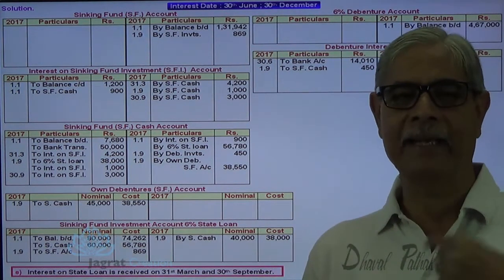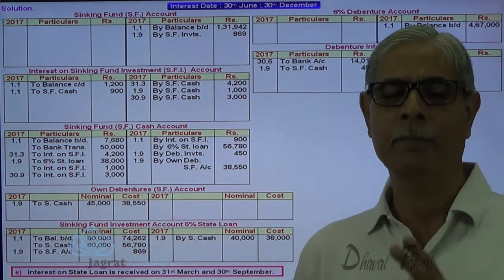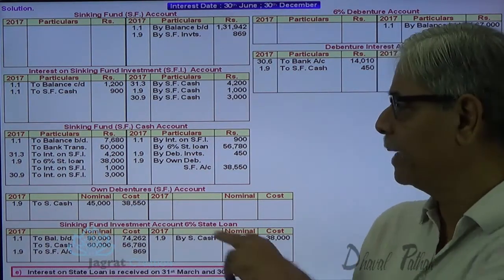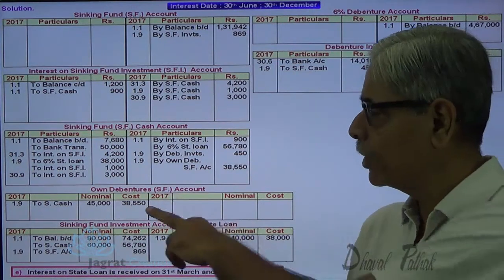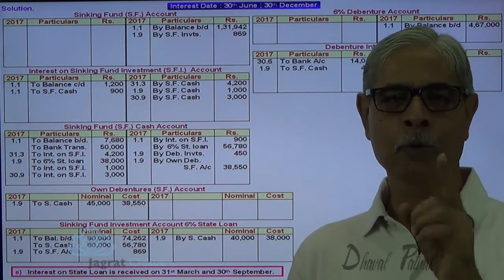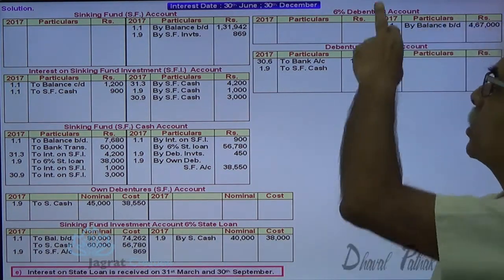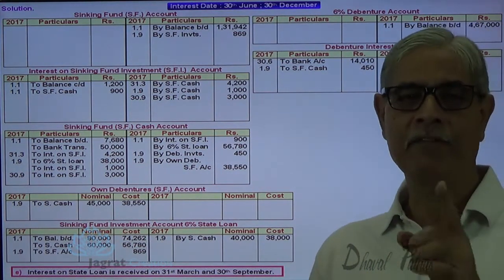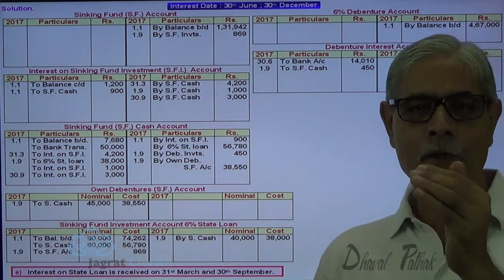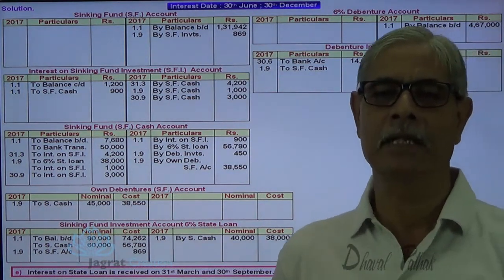What is the next sensitive date? Next sensitive date is 31st of December. On 31st of December, two things have occurred. Cancellation of debenture. Own debentures purchased are cancelled. So redemption of liability. So 45,000 own debentures are cancelled against the debenture liability. That has occurred on 31st of December. On 31st of December, we are required to pay interest on this debenture liability. And when we pay the interest on debenture, we are required to pay interest on investment in own debenture till the date of cancellation. That's an important point.